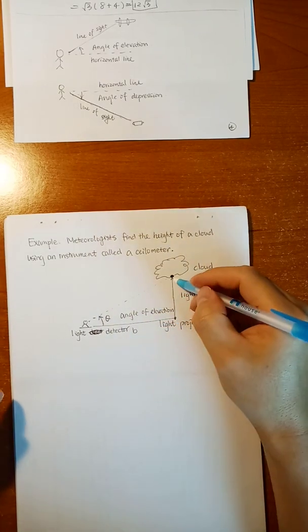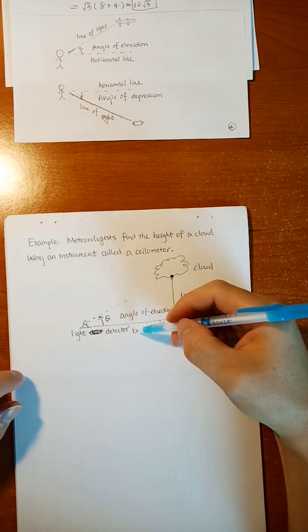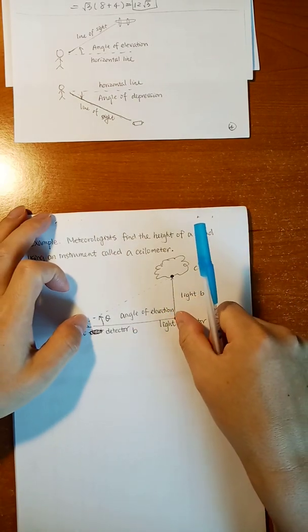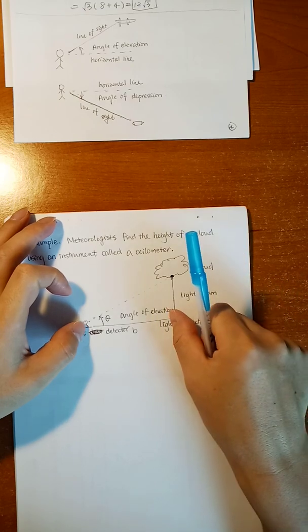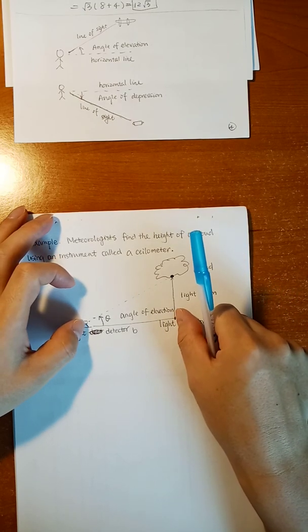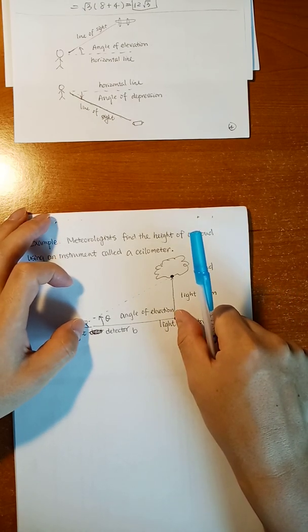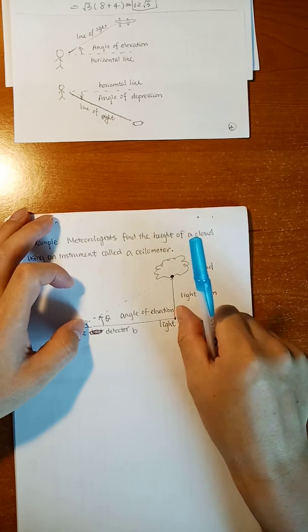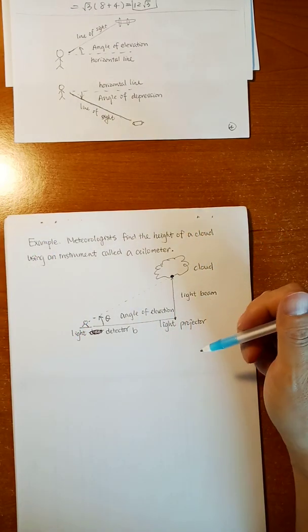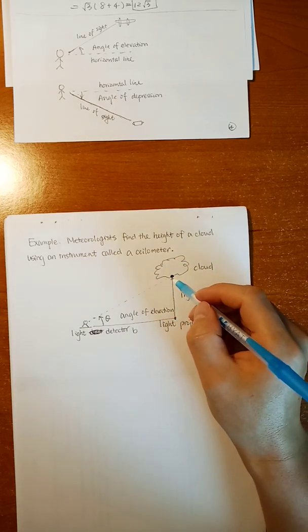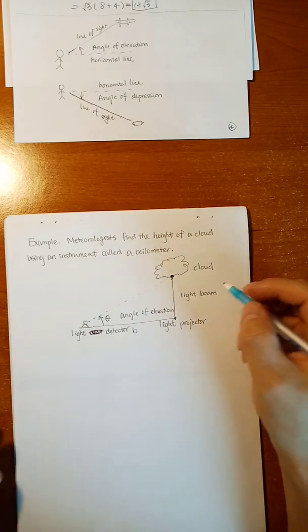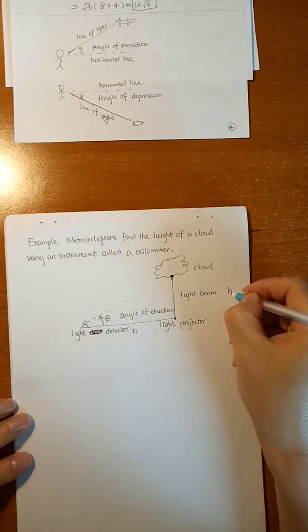Okay, so we want to get this. And check here, the base is B, the distance between the light detector and the light projector. This distance is on the ground. We can measure it. So by this instrument, we can compute the height of the cloud. How? Let's call this height H.